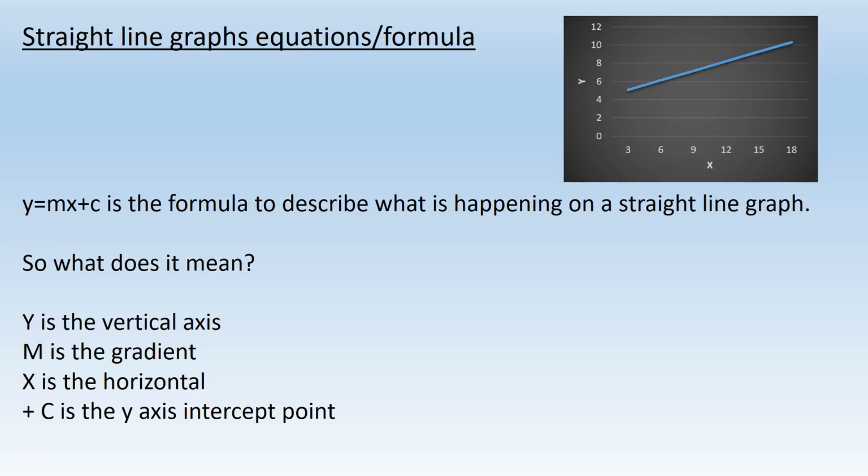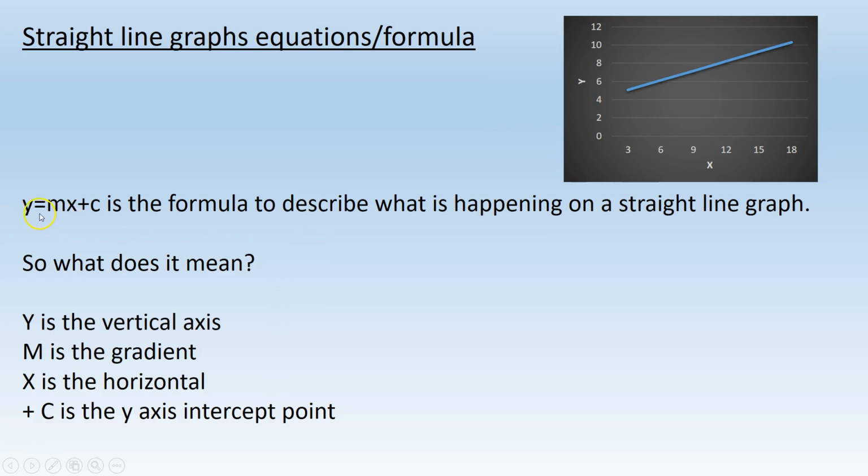So the straight line graph equation, or formula. It's y equals mx plus c, and that describes the relationship of what's happening within our straight line graph. A linear equation produces a straight line graph. When we use the experimental data that we've collected to plot a graph, if it's a straight line, we can use this formula y equals mx plus c to work out the relationship between the y-axis and the x-axis.